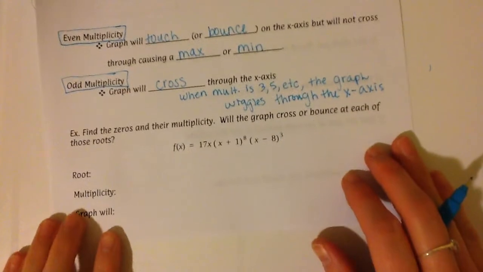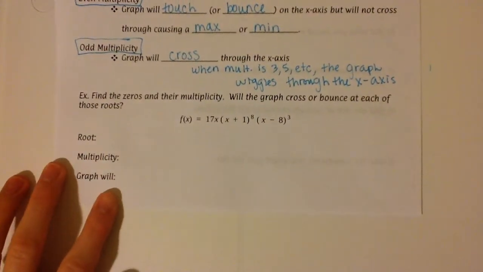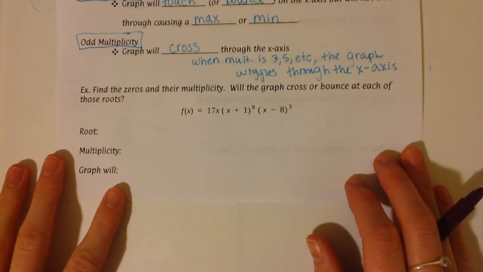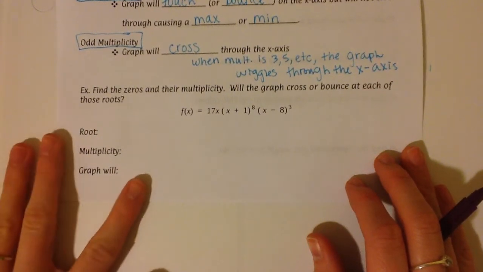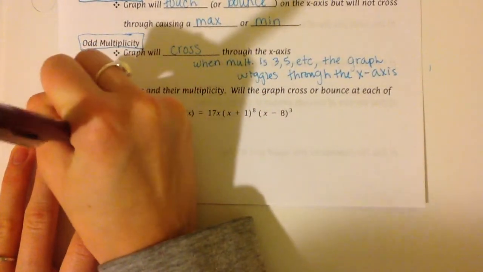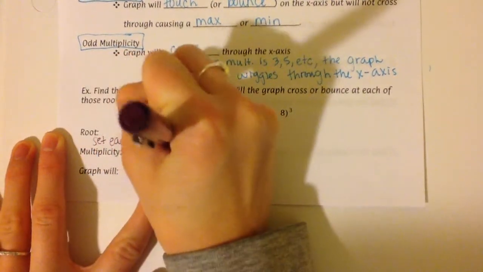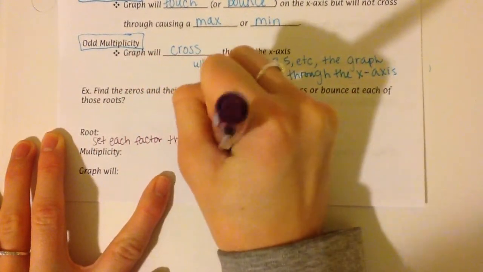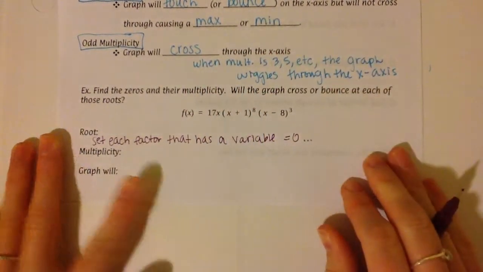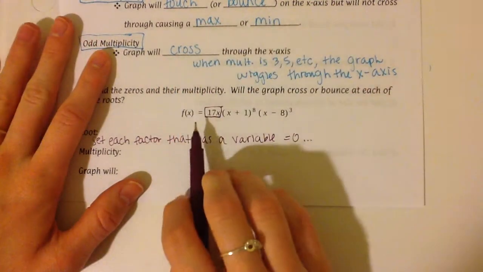So let's work through an example. Okay, it says find the zeros and their multiplicity. Will the graph cross or bounce at each of those roots? So the first thing they want us to do is find the roots. Well, to find the roots, we have to set each factor that has a variable equal to 0. So our first factor would be 17x.